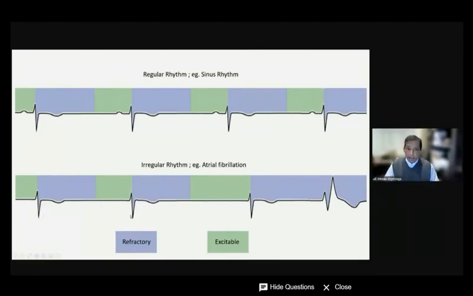This interval is shorter compared to that interval. This is a longer interval. So if you are coming back after a longer interval, your refractory periods now get longer. If you're coming back after a shorter interval like this, your refractory period is shorter. So when you have a long interval, you get a longer refractory period.